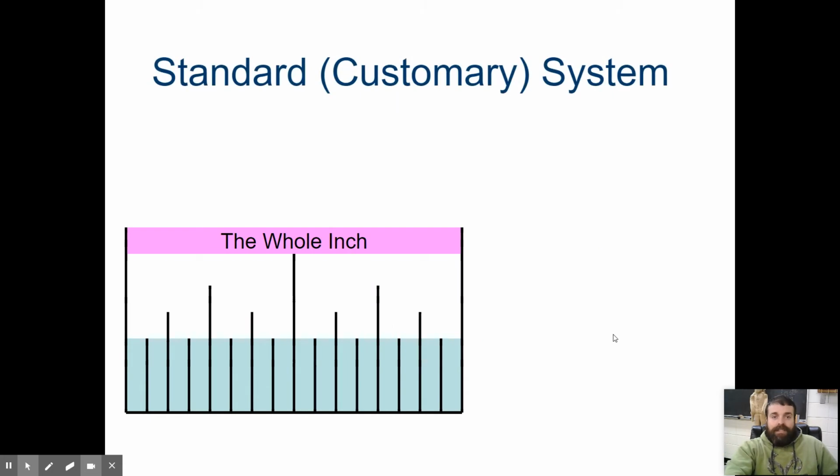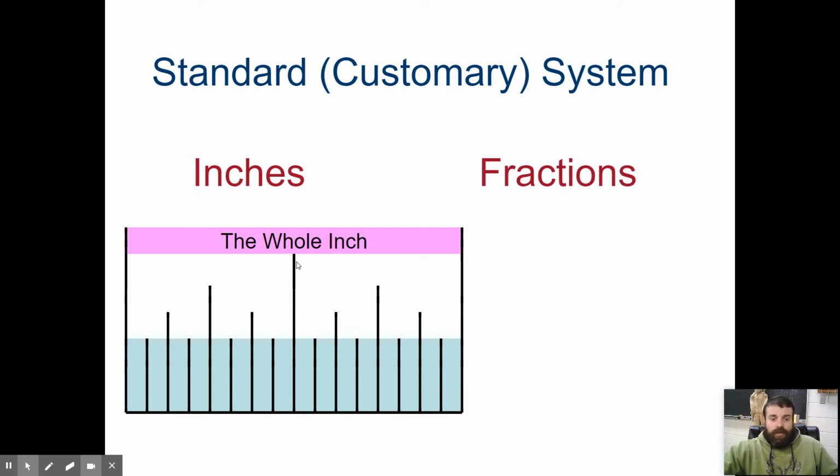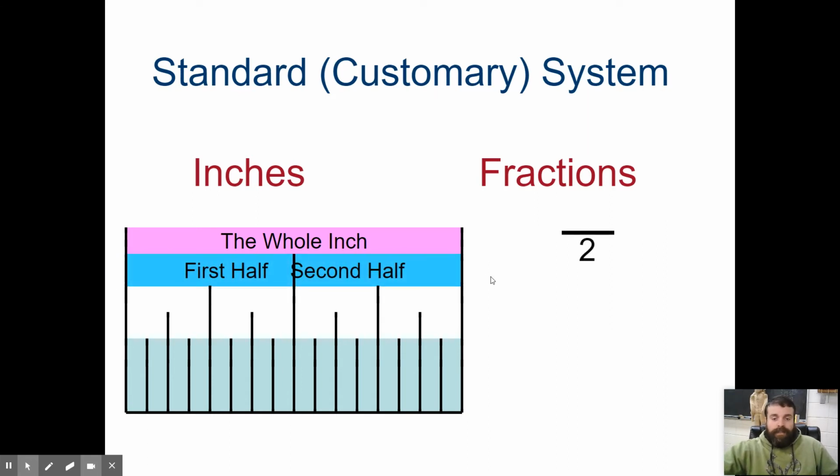If we have a measurement that is smaller than an inch, okay, we can still identify that. We are still using the standard customary system. Okay? Our largest marks on any of our measurement devices, these longest marks, identify the whole inch. If something is smaller than a whole inch, we'll write that down as a fraction. The first division of every inch, or the second tallest mark, is a half inch. We have 2 halves in a whole inch. Our denominator is always even. Our numerator should always be odd.